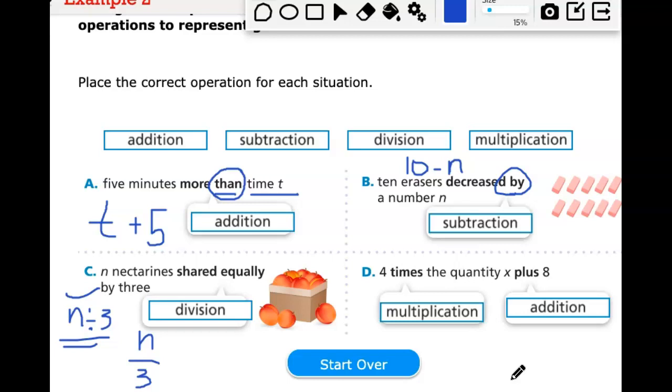How about letter D? Who would like to share? Let's see, Sarif, would you like to do letter D? So it says 4 times the quantity x. Can you give me the expression that represents letter D? 4 times x plus 8. So the way you say it, erase the word times, omit the word times. Say it again. 4x plus 8. Perfect. 4x plus 8. There you go.